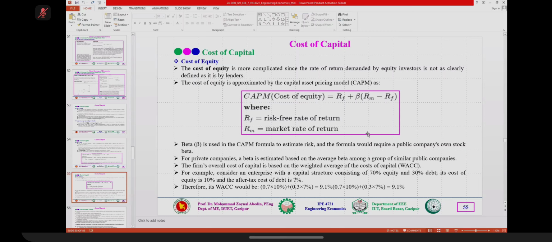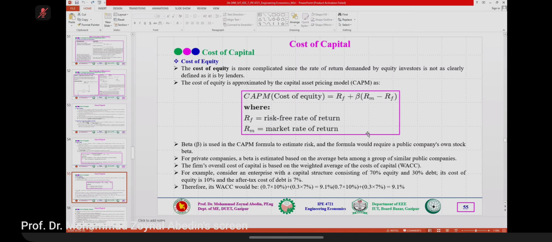The firm's overall cost of capital is based on the weighted average of the costs of capital. For example, consider an enterprise with a capital structure consisting of 70% equity and 30% debt. These two values make up the cost of capital. Equity is 70%, debt is 30%. Its cost of equity is 10%, and the after-tax cost of debt is 7%.